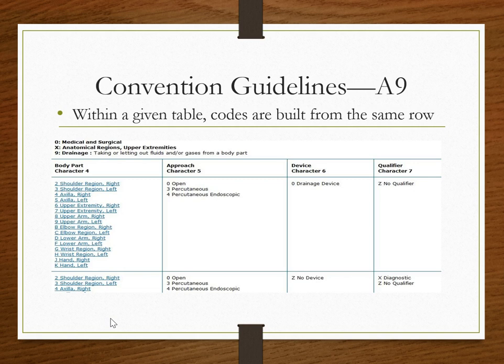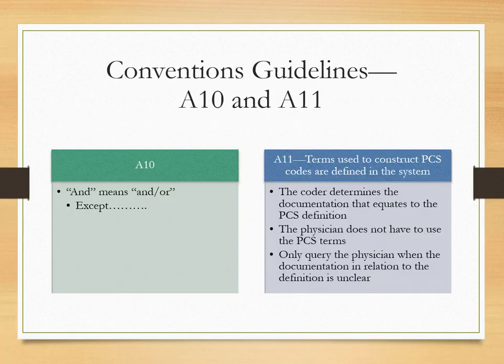So the million-dollar question is, did your patient have a drainage device? If no, you're not going to build your code from this row. You're going to build your code from this row here. All right. Next up, guideline A10 is related to the word "and."